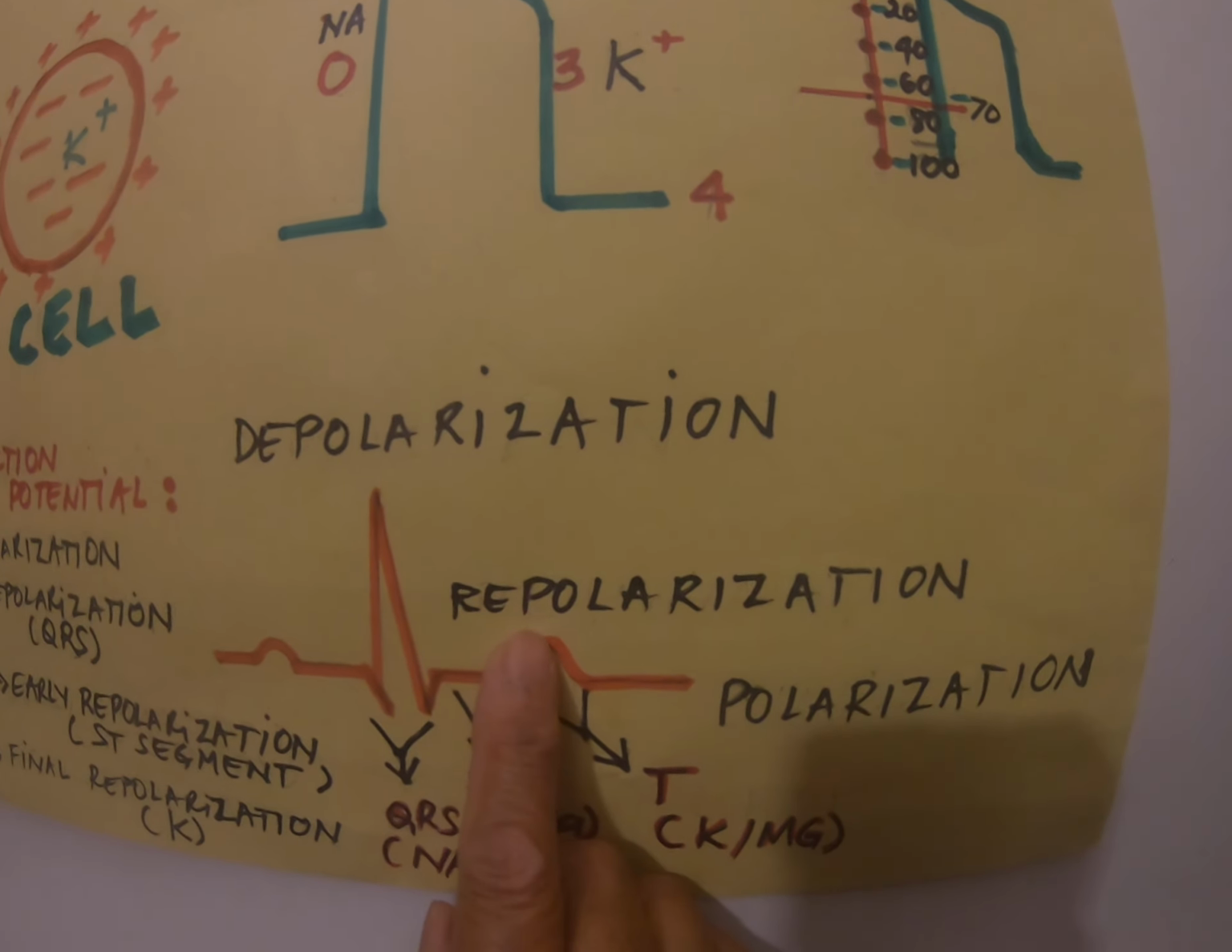Now, because there are gates involved in here, we talk about sodium having a fast gate or channel. And we talk about calcium, which has a slow channel. We have a sodium channel, which is a fast channel, and the calcium is a slow channel.